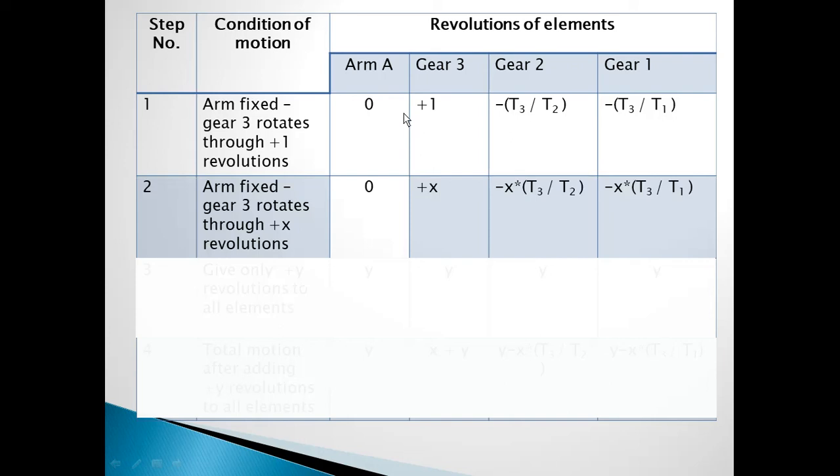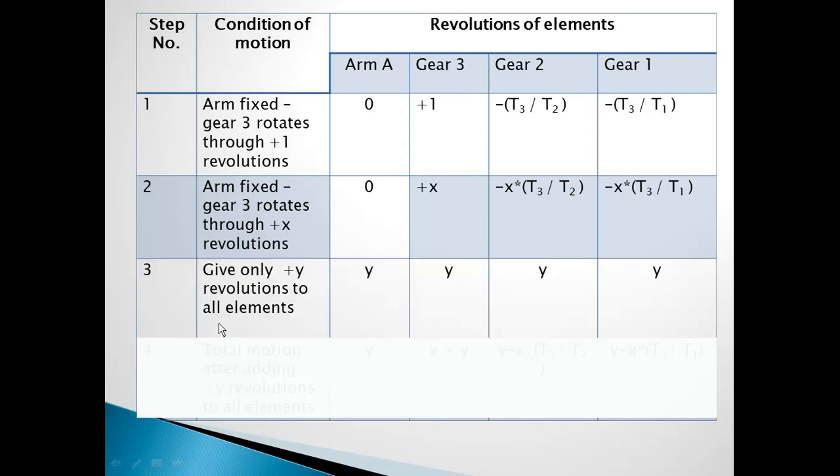Next one, you have fixed the arm but you have given plus x revolution to gear 3. So what does it mean? Arm is fixed, so 0, gear 3 will have plus x revolution, and for gear 2 that x will appear in front of the ratio of the number of teeth, that is minus x into T3 by T2 for gear 2, and minus x into T3 by T1 for gear 1.